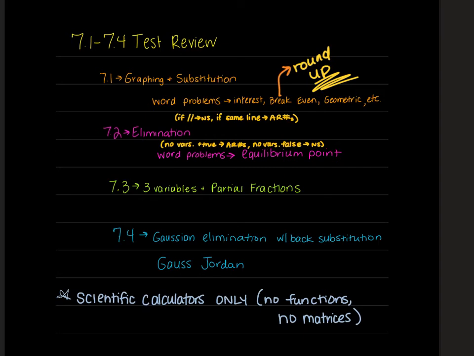All right, and then 7-2 is an elimination. This is the one, again, you can kind of go back and forth between elimination and substitution. I didn't force you to do one or the other. If all the variables cancel and it's a true statement, then it's all real numbers. If all the variables cancel and it's a false statement, it's no solution, which is the same as substitution, okay? And the word problems in this case were like your equilibrium point. Like if you had to sell X amount of units, at what price, find your equilibrium point. So demand supply.